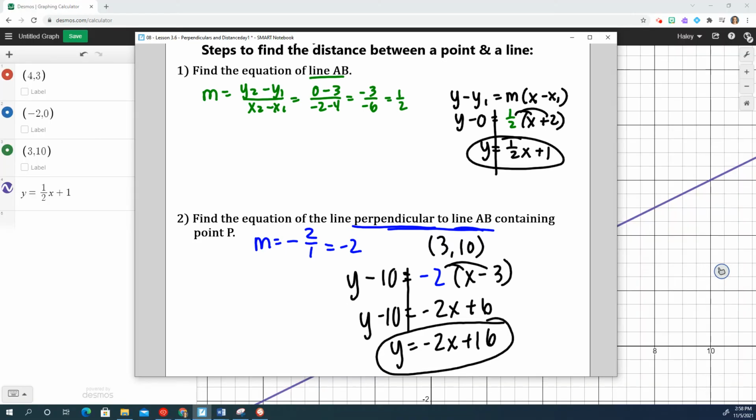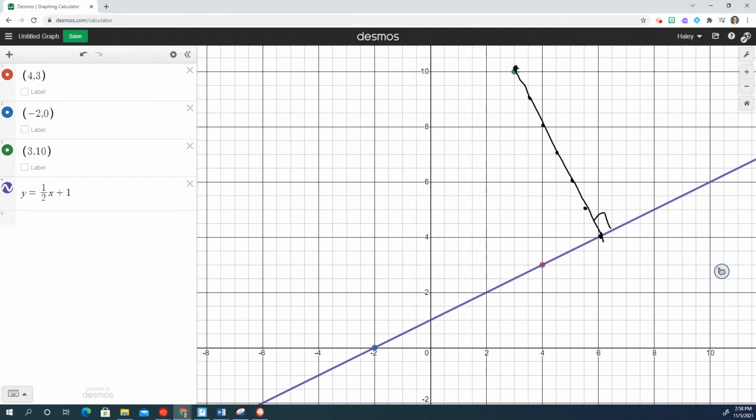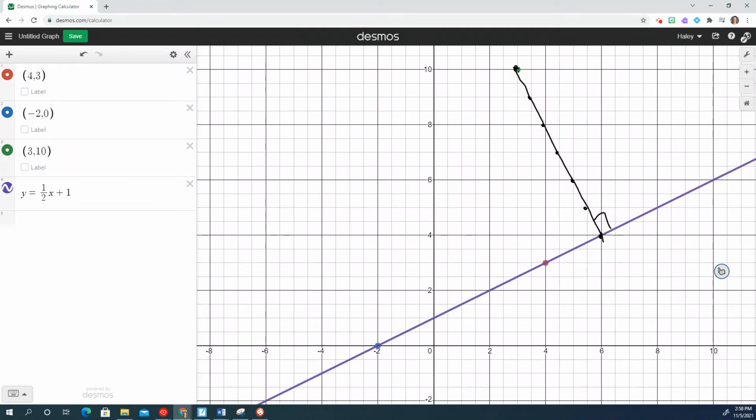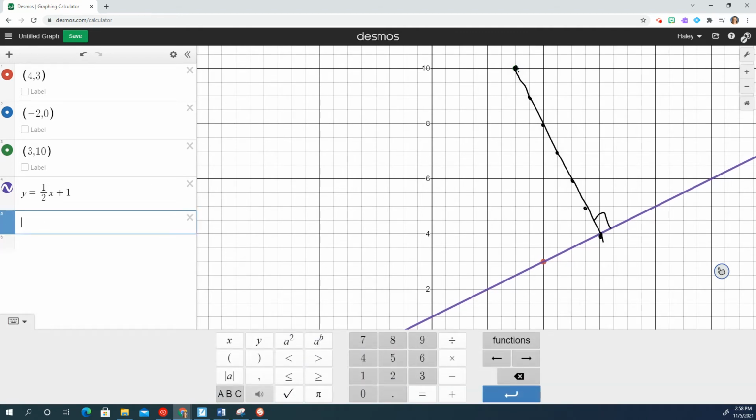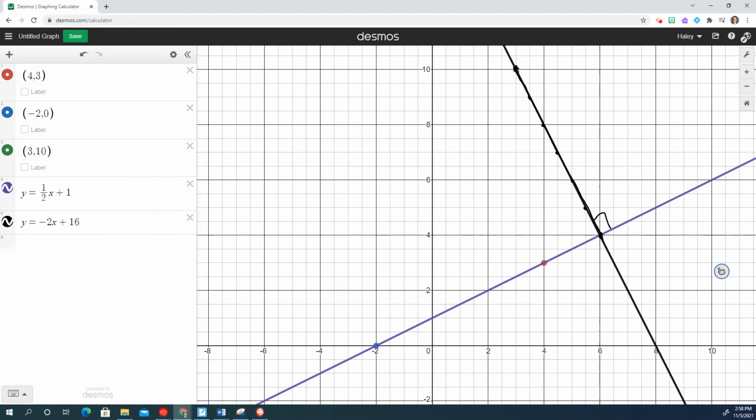Okay, should we see if it fits my little sketch here? Oh, I just got off a little. All right, so we got y equals -2x plus 16. Look at that. Looks pretty perpendicular, doesn't it? Okay, halfway home.